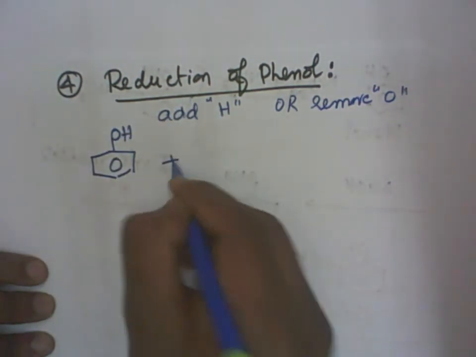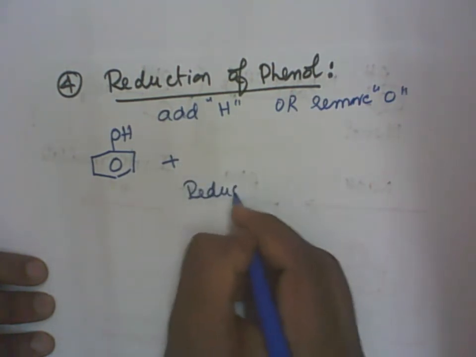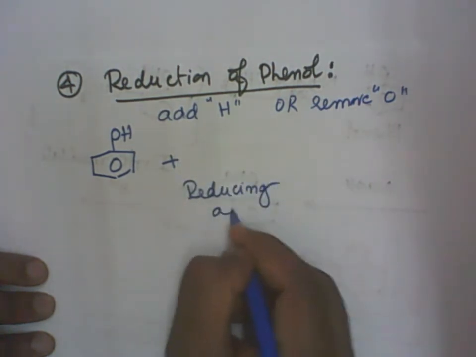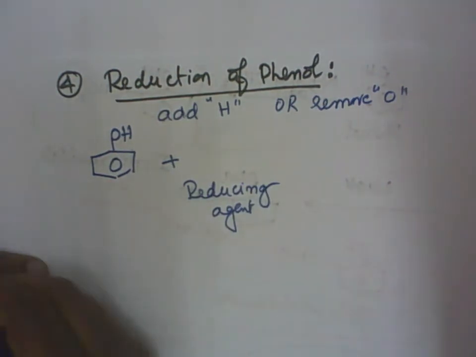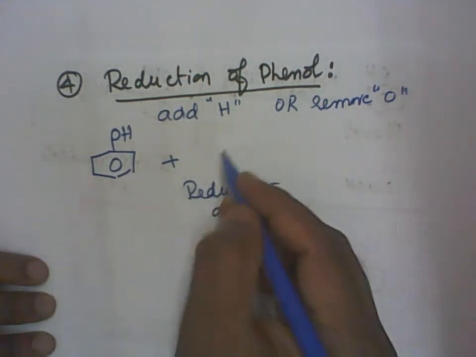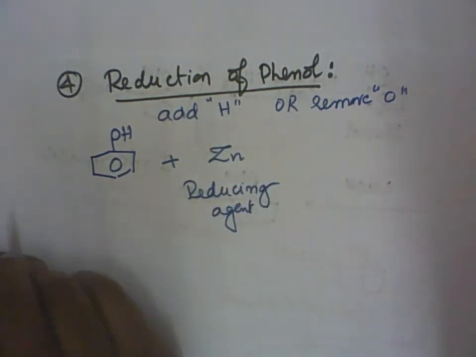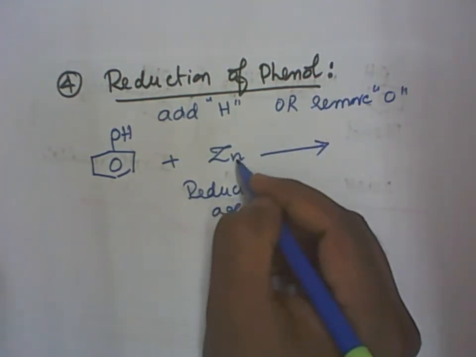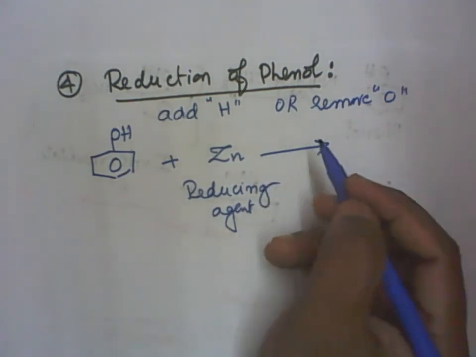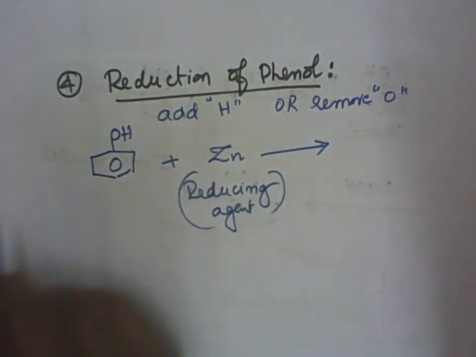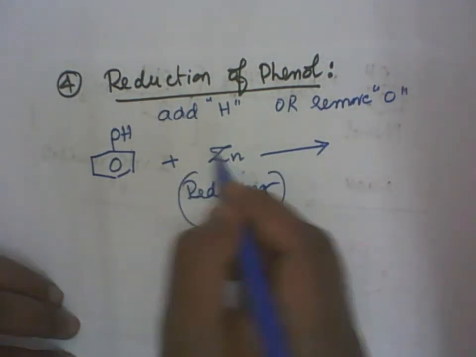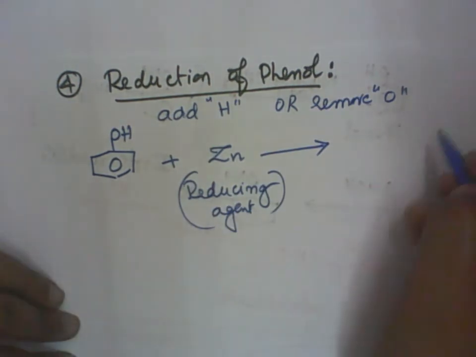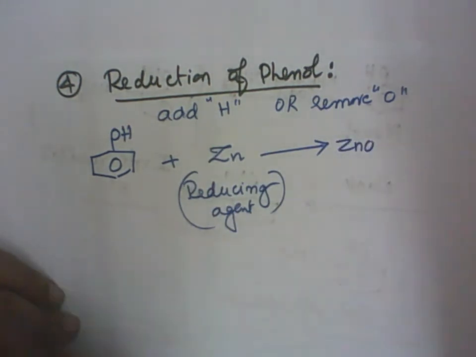For reduction, what is required? We require a reducing agent. In this case, to reduce the phenol, we require zinc metal. Zinc dust is required. Zinc comes in the form of powder, so it is called zinc dust. Zinc is a reducing agent. Zinc has the capacity to abstract this oxygen atom. It can give zinc oxide.